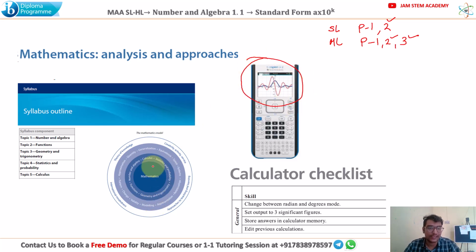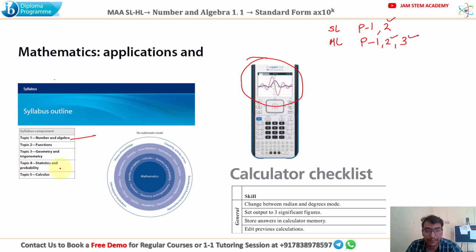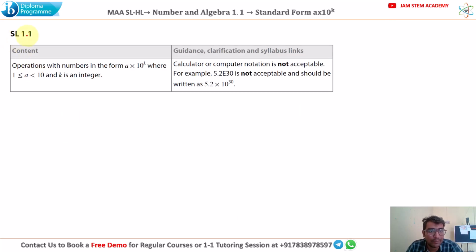So let's get started with our first topic, which is numbers and algebra, and its subtopic, which is SL 1.1, which is in both SL as well as HL. Okay, so here this is representation actually. We will learn how to represent our answer in the standard form. What is standard form? Standard form is when you write your answer in this a times 10 raised to the power k, where k is any integer and a is lying between 1 to 10. Its value can be 1 but not 10.